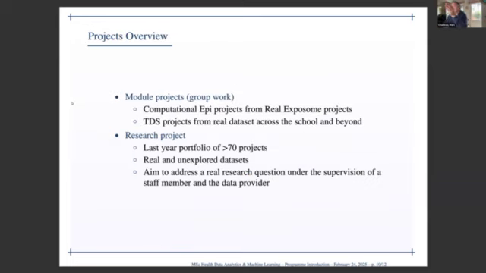So again, types of projects: you've got the module-specific projects, which are usually assessed in groups. There's one in computational epi, one in TDS, and one in machine learning. You're given a data set and some projects, and you work in groups. And then you've got the research project itself, the term three research project, which is individual. This year, for instance, we have more than 120, I think, research projects. We have a portfolio for you to pick from. These are all real and unexplored data sets, and they all aim at addressing a real research question that has not been addressed yet, and you are supervised by international experts in the field.